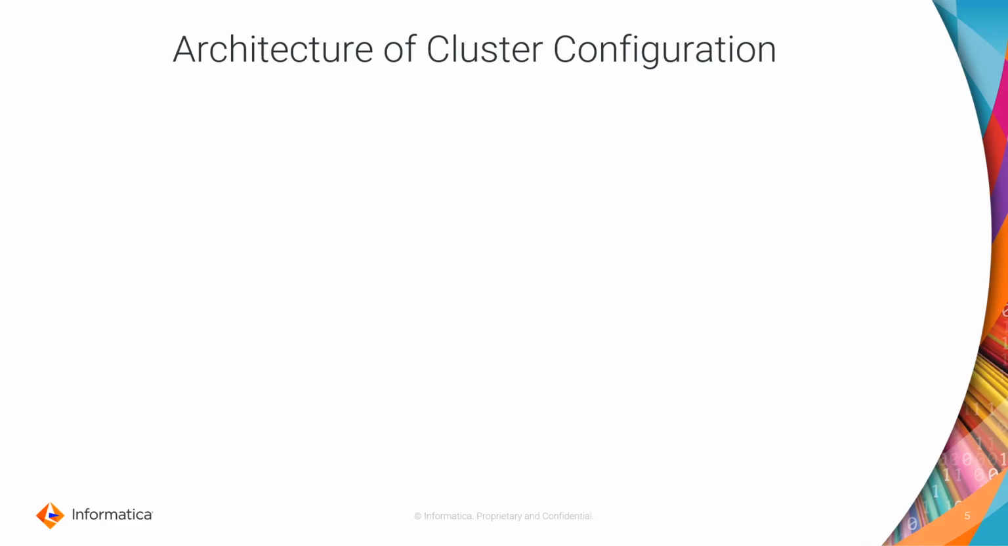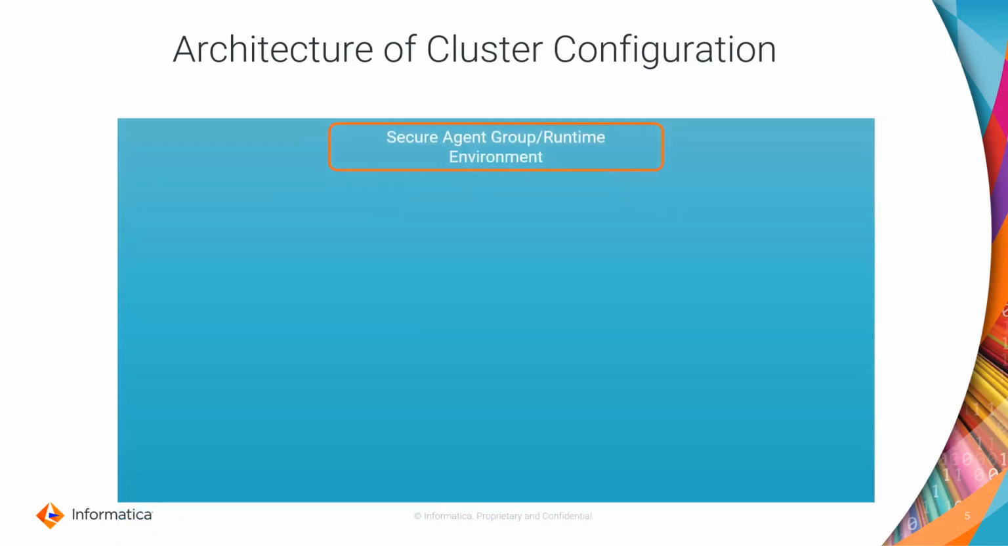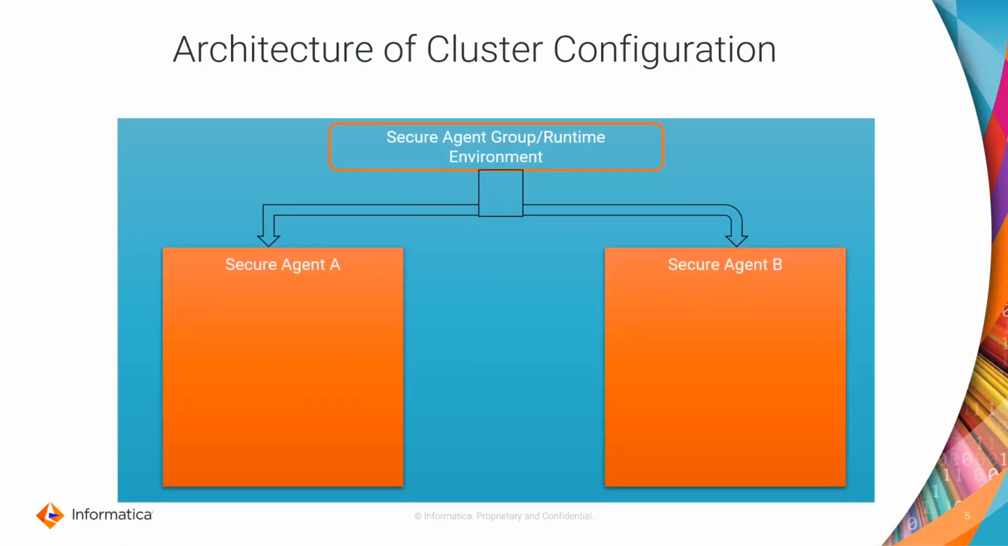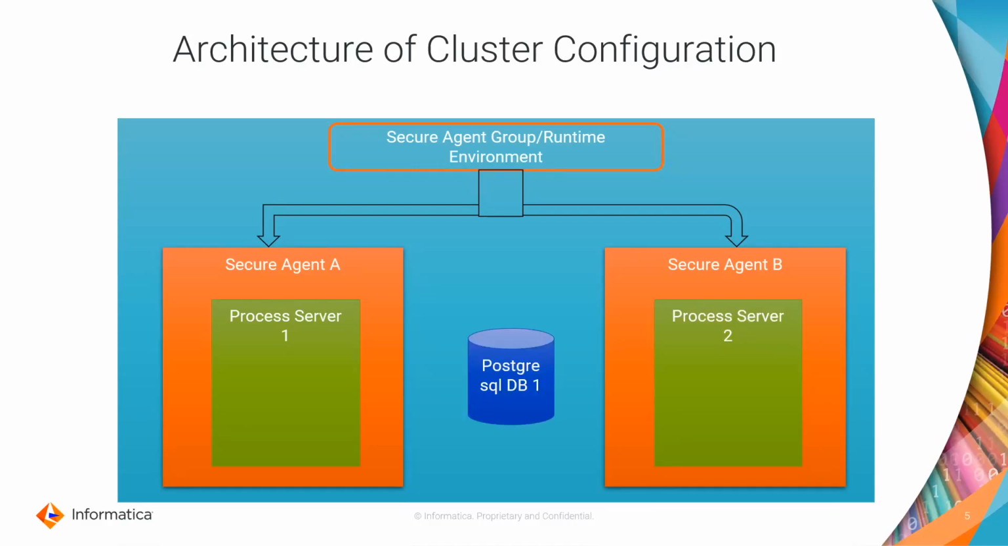Cluster configuration of process server looks similar to the load balance configuration from the runtime environment perspective. That is, there are two or more secure agents, and each has a process server service running. However, each of the process servers will share a single embedded database in the master node or an externalized database. This is unlike the load balance configuration of process servers, where each process server contains its own database.